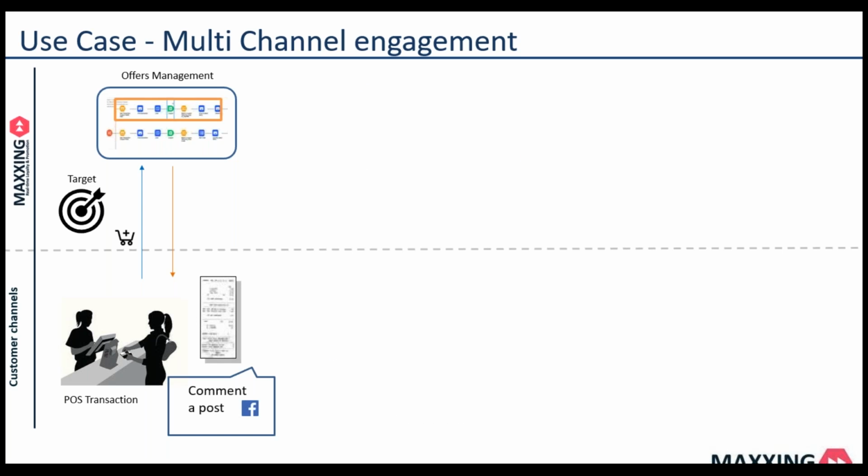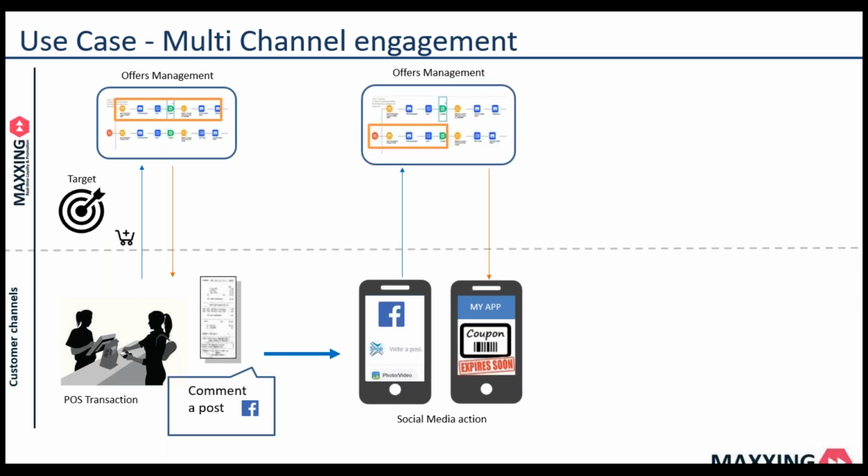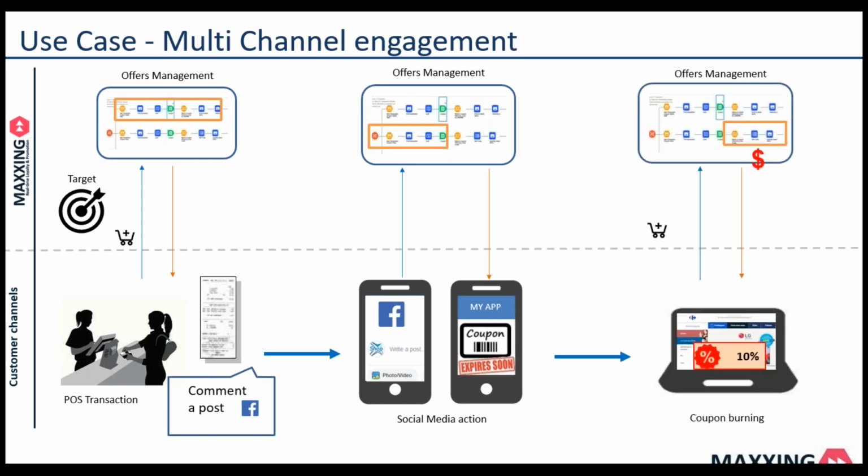So if they do that, so they go to Facebook on their mobile app, for instance, they will actually receive a coupon in my example, but as I said, it can be any type of reward we manage. So cashback, points, or miles, or whatever you name it. So basically, it's always a matter of offer management in Maxine.